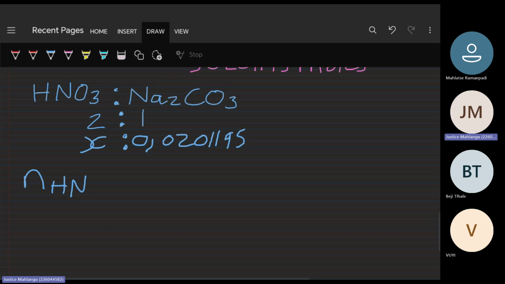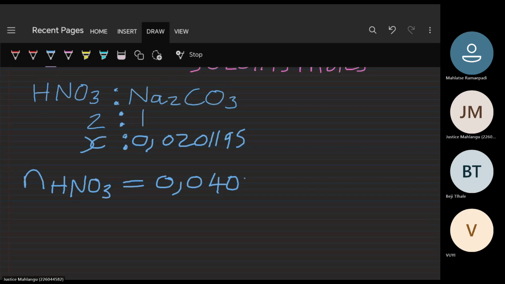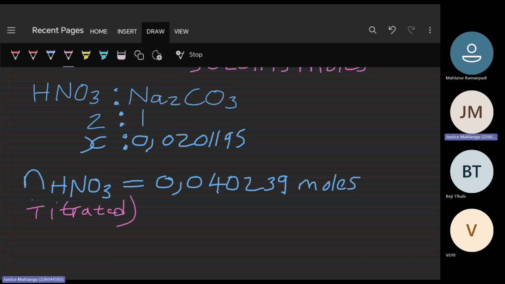So the number of moles of HNO3, if you cross multiply like that, guys, you are going to get 0.040239 moles. These are the moles here. Can you see that? But these are the ones that are titrated, which means the ones that reacted in titration.